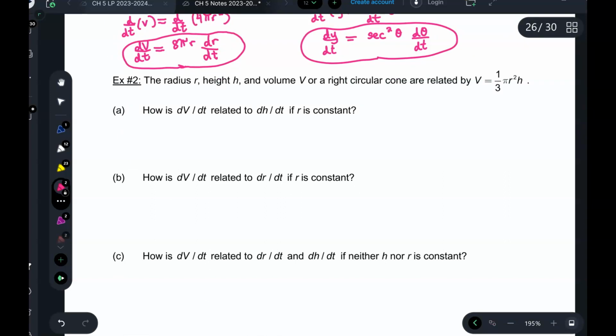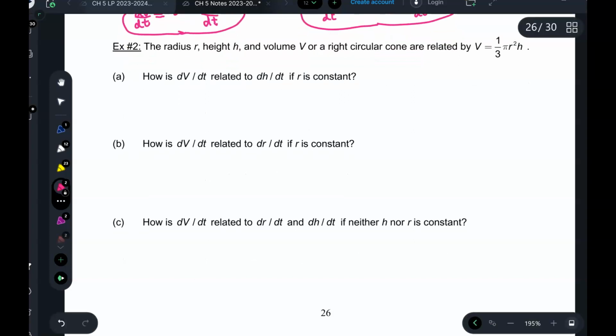Before we get to the actual application, let's do another example. Let's say we have a right circular cone. Here's the volume: 1/3 pi r squared times the height. How is dV/dt related to dh/dt if r is constant?